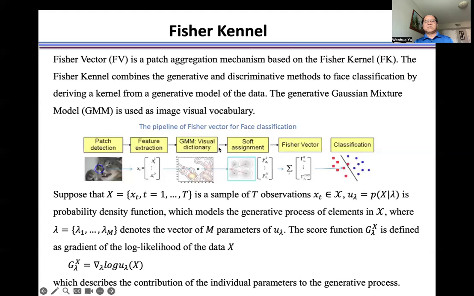This is the pipeline of the Fisher vector for face classification. Suppose that X is a sample of T observations x_t. U_lambda is a probability density function, which models the generative process of elements in X, where lambda denotes the vector of M parameters of U_lambda. The score function G_lambda^X is defined as the gradient of the log likelihood of the data X here, which describes the contribution of individual parameters to the generative process.